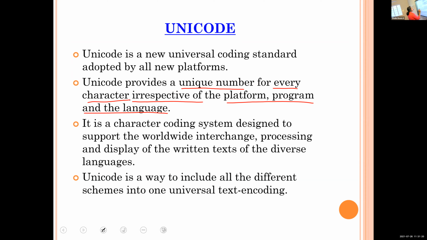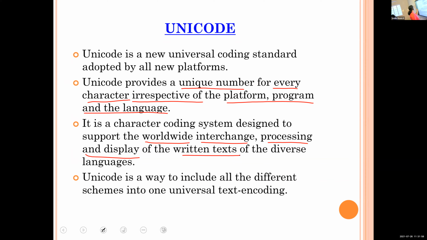It is a character coding system designed to support the worldwide interchange, processing and display of the written text of diverse languages. That means, if we write anything in any language, it is interchanged, processed and displayed in different diverse languages. If we write anything in any language, it is converted to its corresponding Unicode.